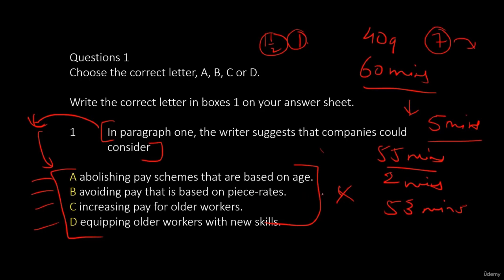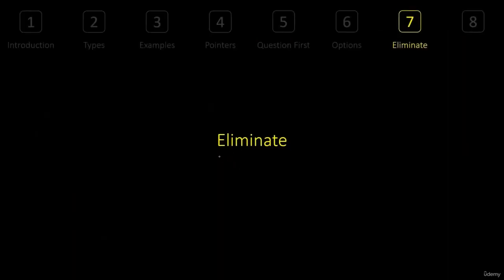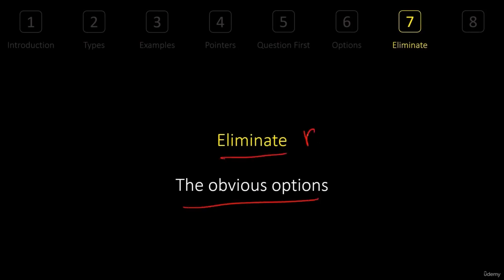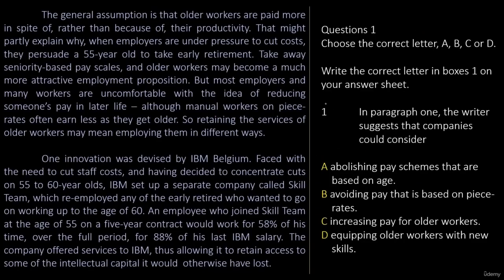Good. Next one, as I said, first we understood the options. Now we can eliminate when we come back. The obvious options can be eliminated. Eliminated means removed from our answer, the obvious answers or the possible answers. Look here, we have a question and we have options. We already know A is the answer, but look how other options can be removed.